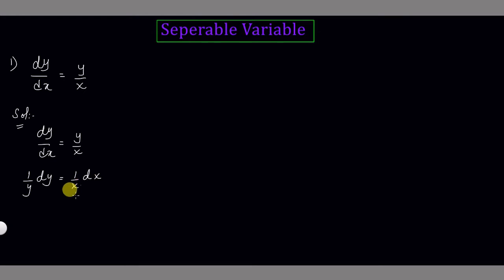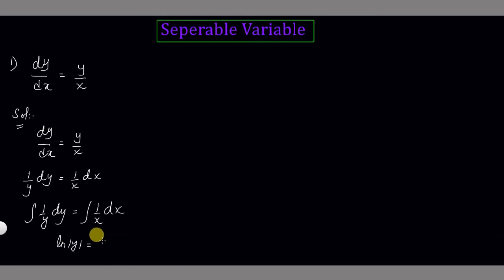You can see all x variables are with dx and all y variables are with dy. Now after separating the variables, we have to integrate the above equation on both sides. And what will be the integration of 1 over y? Obviously the integration of 1 over y will be natural log of y.